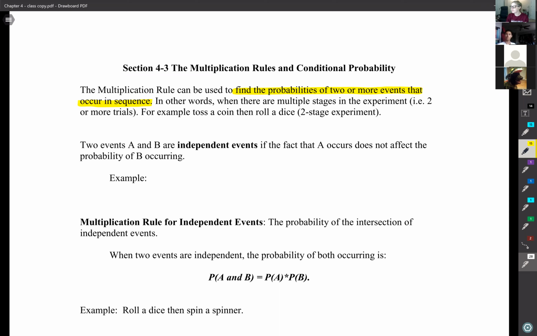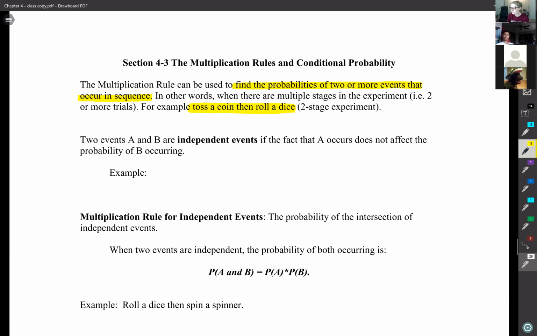So it says, in other words, when there are multiple stages in the experiment, two or more trials. The last thing we talked about was one trial, and the multiplication rules are for two or more trials, so more than one stage. An example would be tossing a coin and then rolling a die. You toss a coin, roll a die, what's the chance of getting heads and then rolling a 4? So it's two things that happen in sequence.